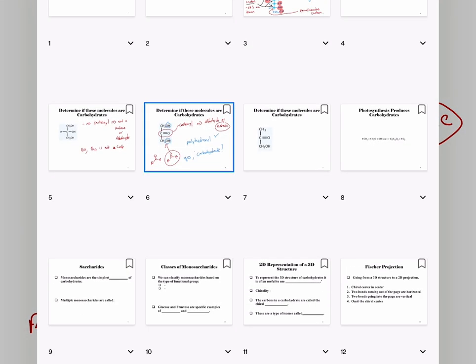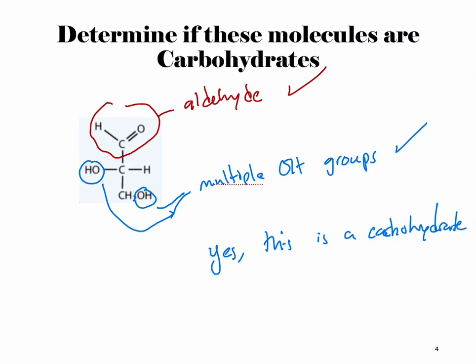Okay, any questions on identifying carbohydrates? Yeah. This one here? Okay. We're good to go on?